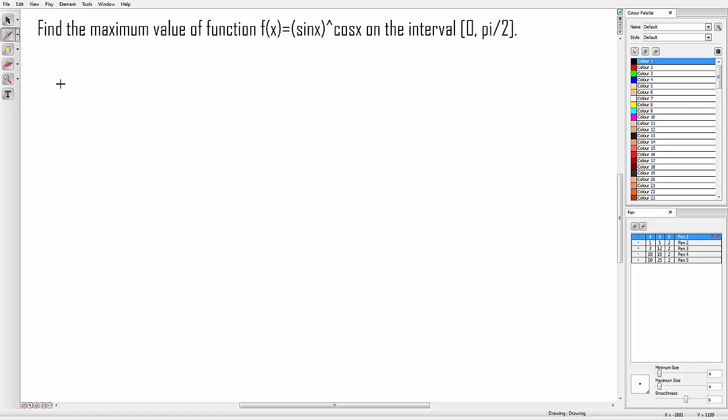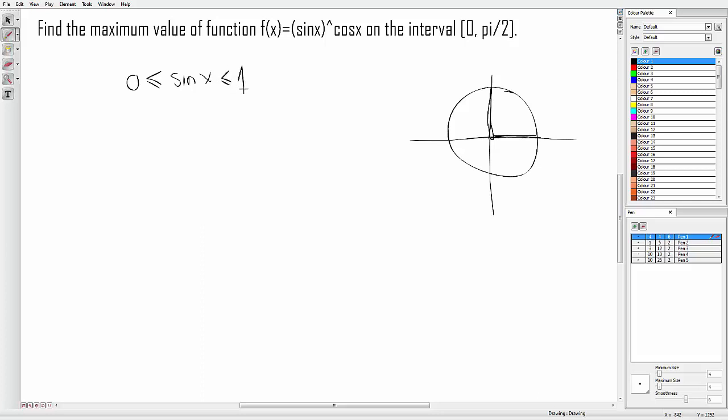Okay, so let's start. We can draw a trigonometric circle right here, and from 0 to pi half, it's this interval right here, from this to this. You can say that the values of both sine and cosine x here are from 0 to 1. So we can say something like this: 0 is less or equal than sine x, and that is less or equal 1.